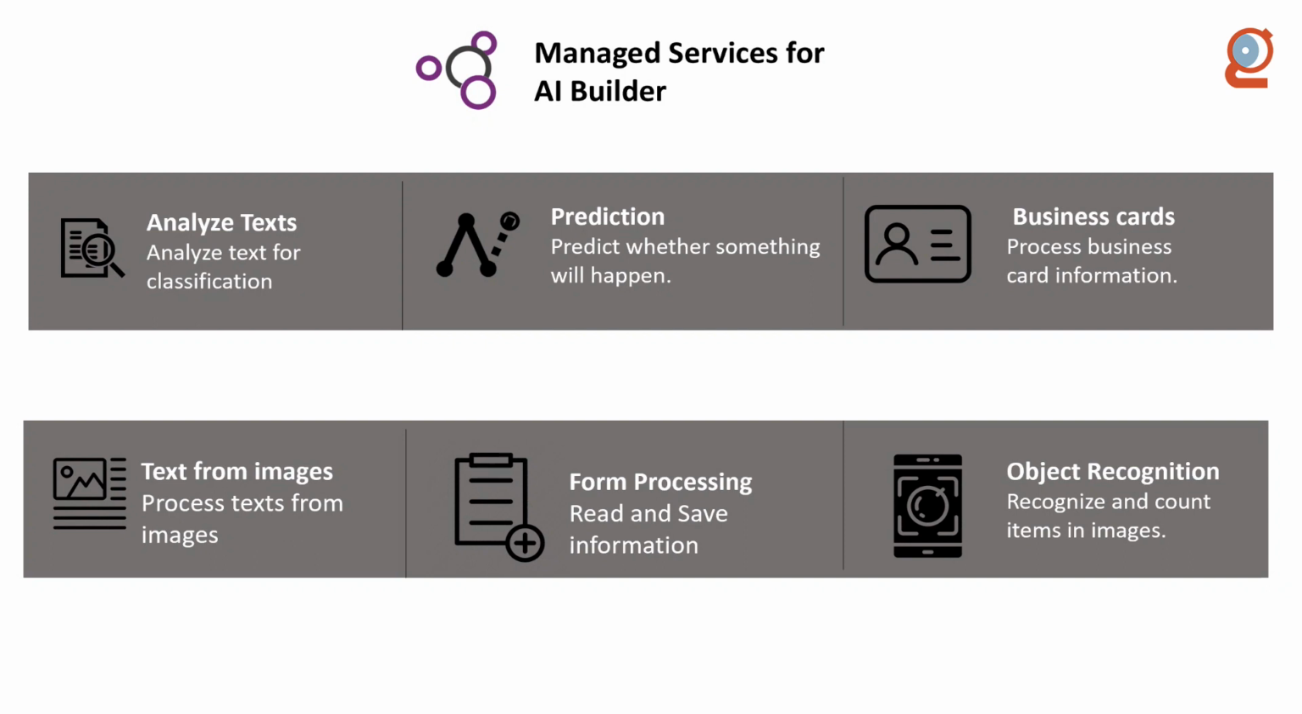And then the second one, we have the prediction, where you want to predict whether something will happen. This comes in handy where you're using standard data that is consistent, and you have historical data and you want to predict something that is going to happen, maybe in a couple of months, like how much sales you're going to make. So with AI Builder, you can use that, provided that you have some historic data and some standard data.